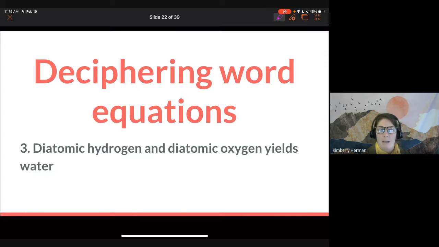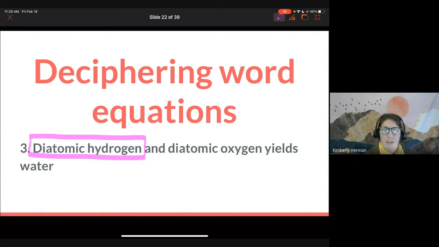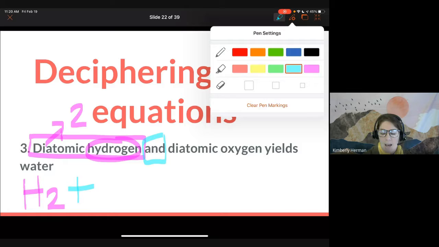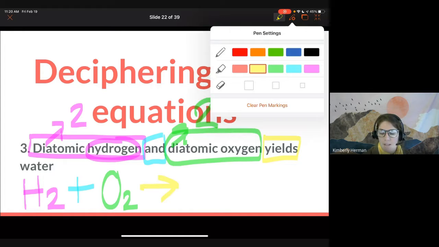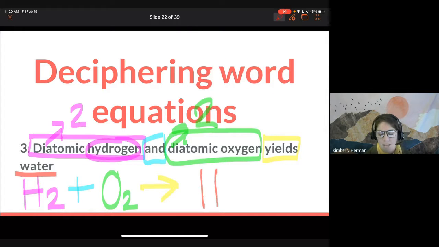We have diatomic hydrogen and diatomic oxygen yields water. So we have diatomic hydrogen. Di means two, atomic means two of the same. Hydrogen's symbol is H, so we have H2. We see we have an and, that means we have plus, and then we have diatomic oxygen. Di means two, oxygen's symbol is O, so H2 plus O2 yields, that's going to be our arrow, and then we see that we have water as H2O.